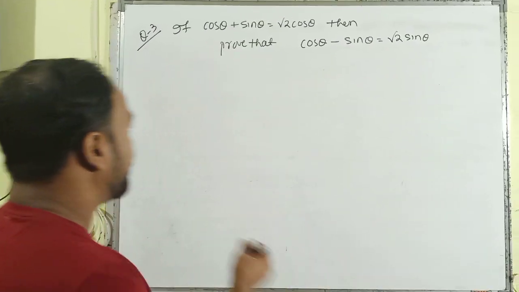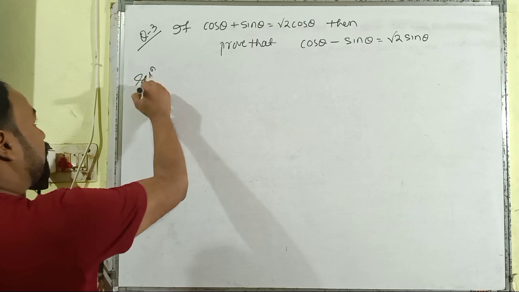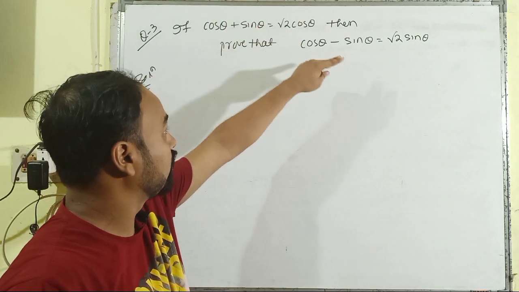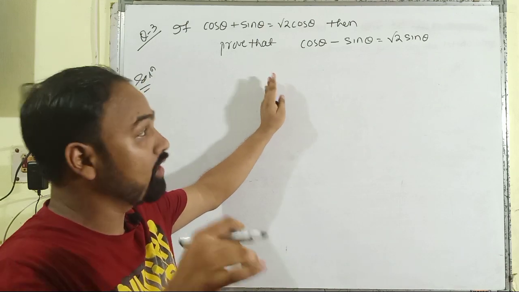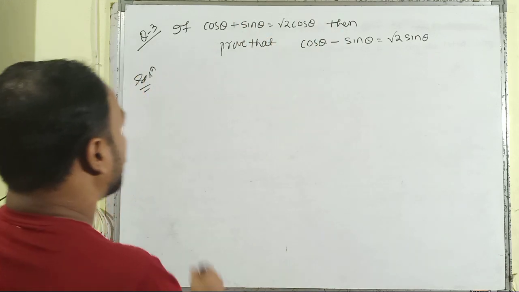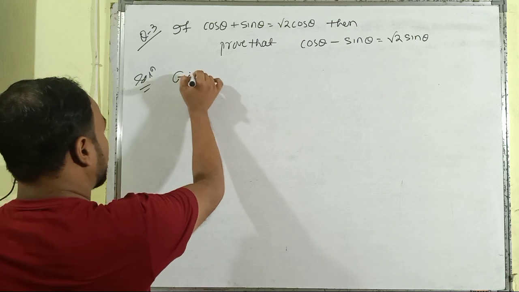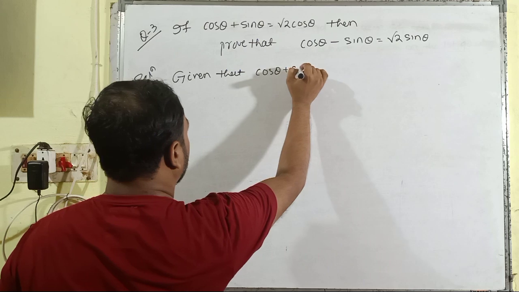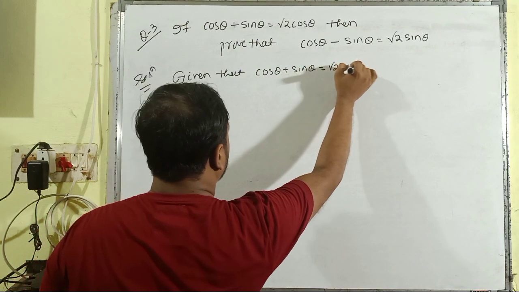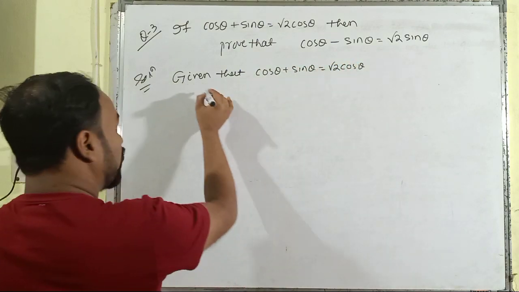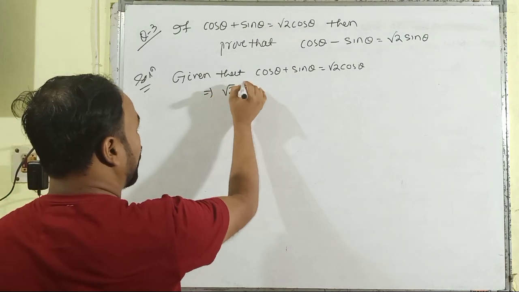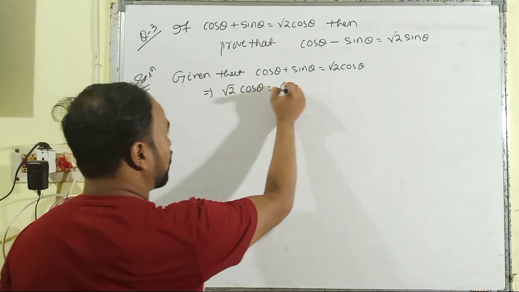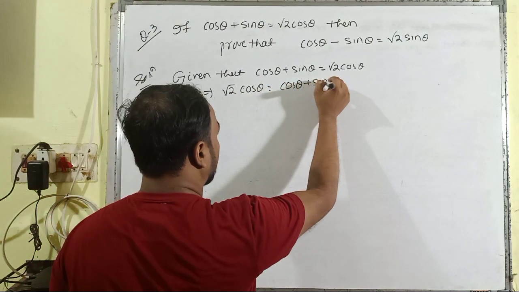Here is problem number 3, and it is given that if cos theta plus sin theta, that means the sum of cos theta and sin theta, is root 2 cos theta, then we have to find that the difference is root 2 sin theta. First of all, let us go through the given conditions. Given that cos theta plus sin theta is equal to root 2 cos theta. Let us write it in the alternative form, just changing the sides: root 2 cos theta is equal to cos theta plus sin theta.